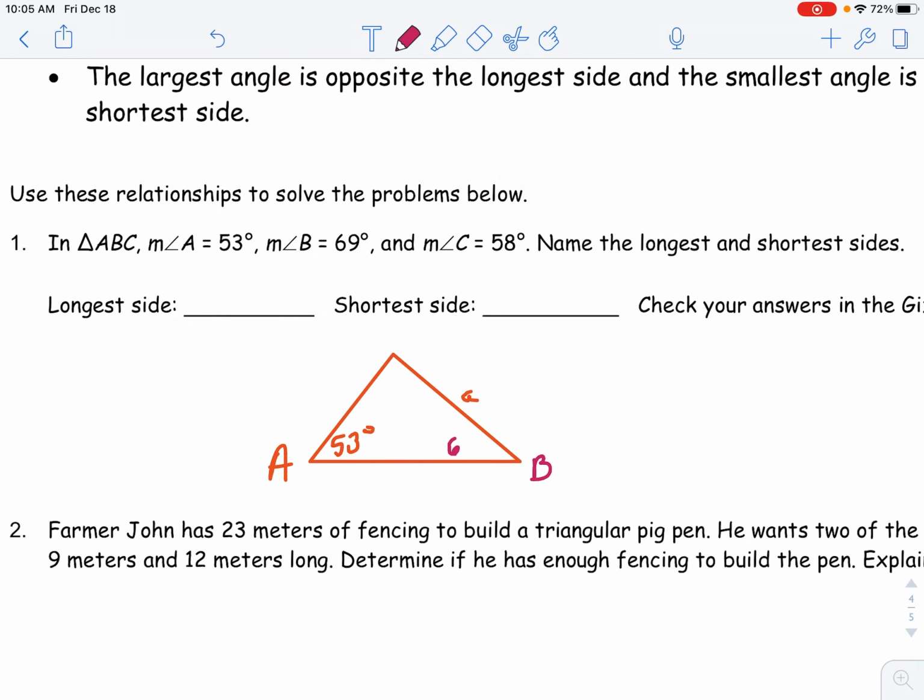B is 69 degrees. And when I draw a picture, it doesn't have to be super correct. It's more just a visual representation of what information I have and what information I need. All I did was label it. B is clearly the biggest angle. We should have known that already. That means lowercase b is the longest side, also known as side AC.